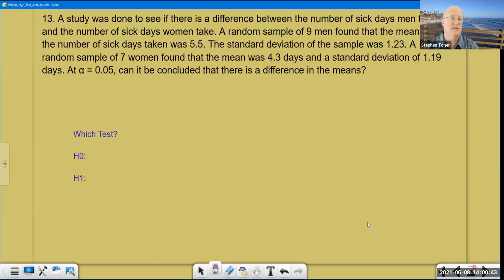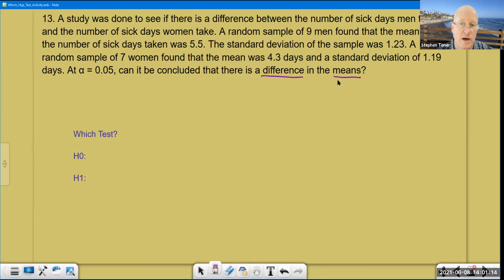A study was done to see if there's a difference between the number of sick days men and the number of sick days that women take. A random sample of 9 men found that the mean number of sick days taken was 5.5 with a standard deviation of 1.23, and a random sample of 7 women found that the mean number of days was 4.3 with a standard deviation of 1.9. At the 5% significance level, can you conclude there is a difference in the means?